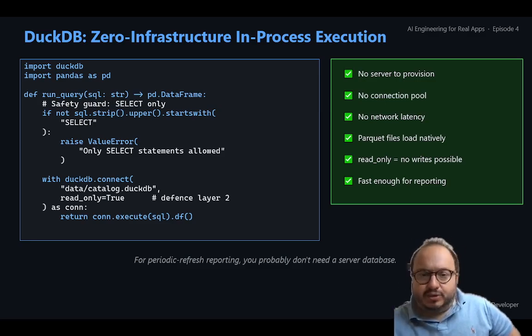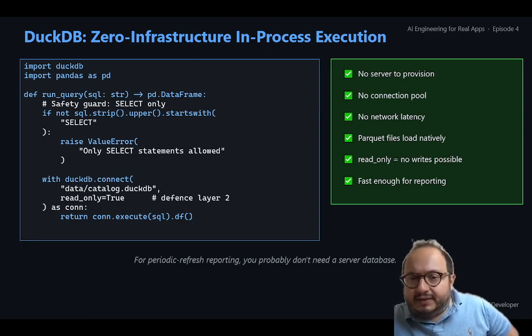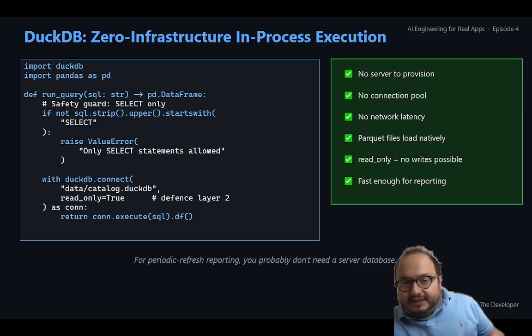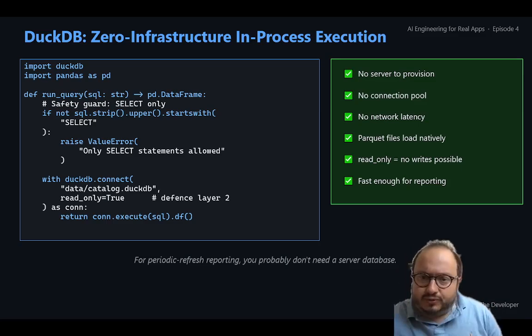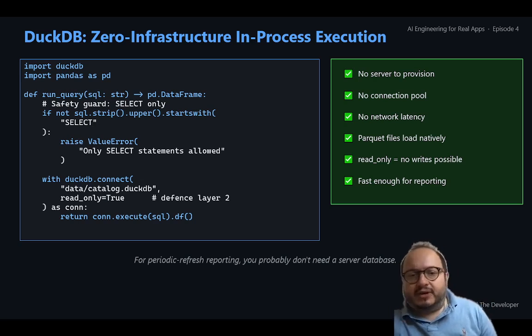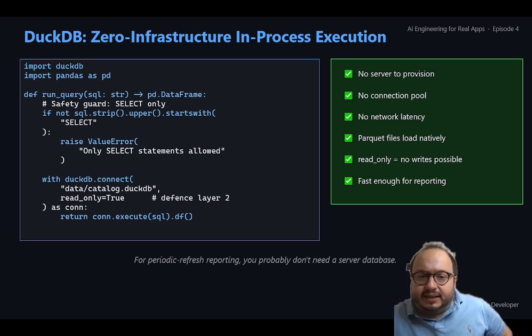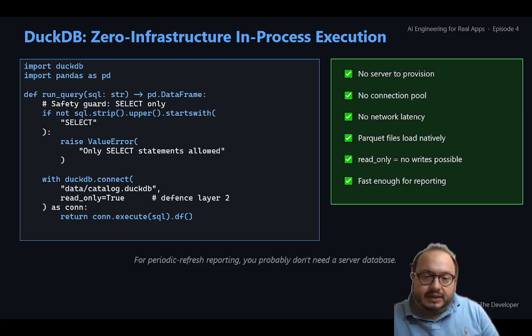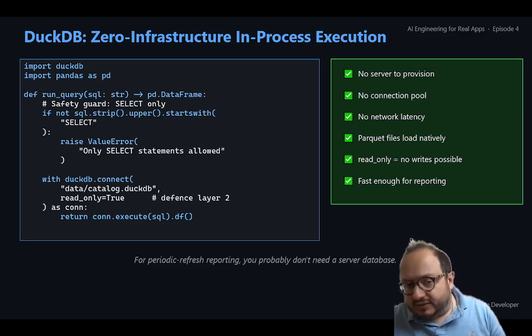DuckDB runs in process. There is no server to provision, no connection pool to manage, no network latency added to each query. For a reporting use case where data is periodically refreshed from source systems, with overnight ETL, weekly reports, and queries during the day, DuckDB is often the right tool. The data lives in a DuckDB file on disk, or you can load Parquet or CSV files directly into DuckDB at startup. For the demo, we ship a pre-built DuckDB file containing all the movie catalog data.